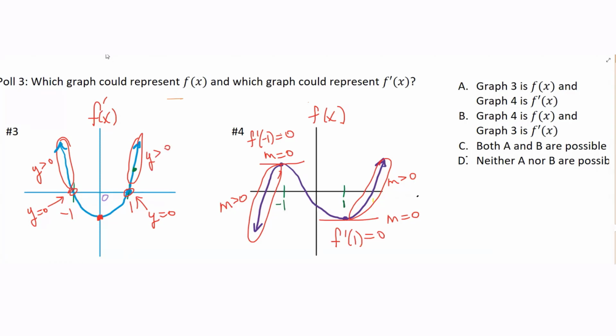And then notice that that purple graph is actually decreasing, has a negative slope in between. And here on the other graph, we have y values that are negative in between. So that corresponds as well. So it makes sense to say that graph number 4 is the original function and graph number 3 is its derivative. You see where that's coming from? All right.